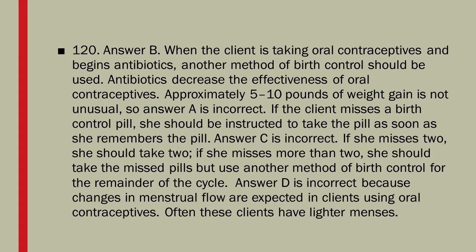If she misses 2, she should take 2. If she misses more than 2, she should take the missed pills, but use another method of birth control for the remainder of the cycle. Answer D is incorrect, because changes in menstrual flow are expected in clients using oral contraceptives. Often these clients have lighter menses.